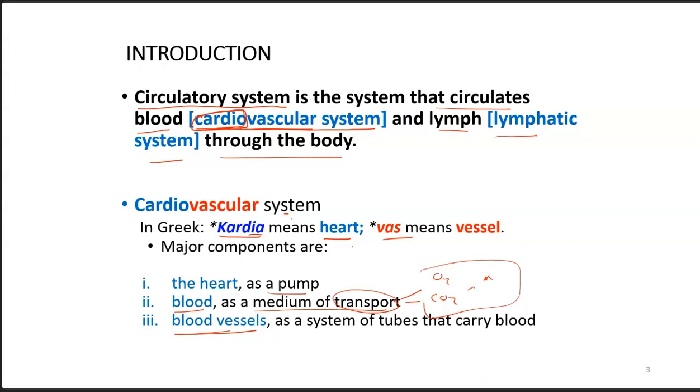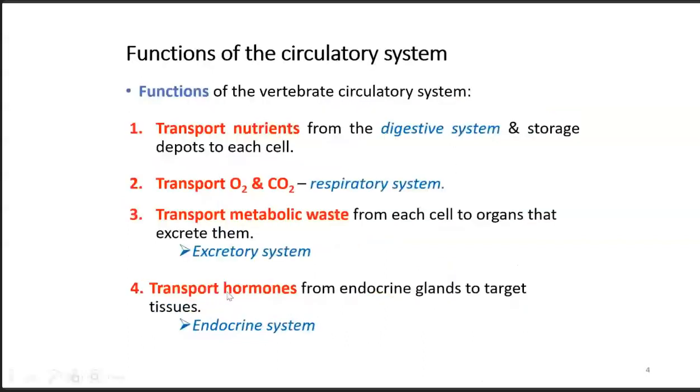Okay, so function of the circulatory system. It has several functions. The first one is to transport nutrients from the digestive system and also storage depots to each cell.